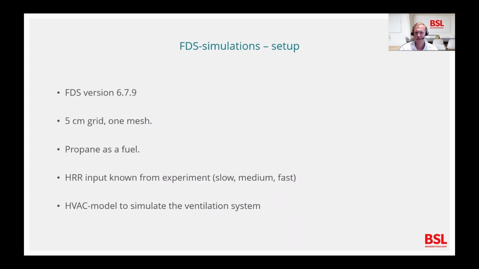Now on to my simulations. I have used version 6.7.9 for my work. I have used a 5 cm grid, 1 mesh, and I have built the geometry and used material data as close as possible to the experiments. I have simplified the fuel to be 100% propane. The heat release rate was known from the experiment, and I used the HVAC model to simulate the ventilation system.